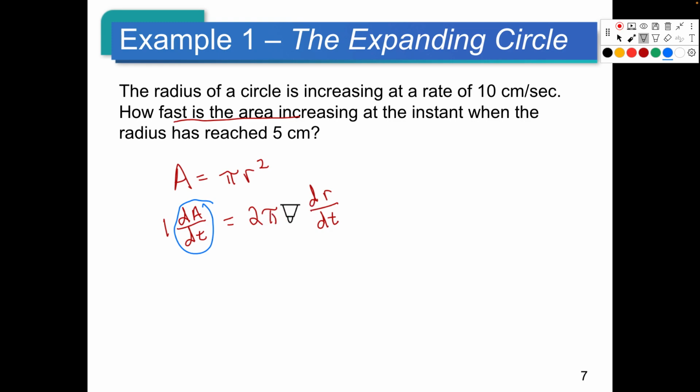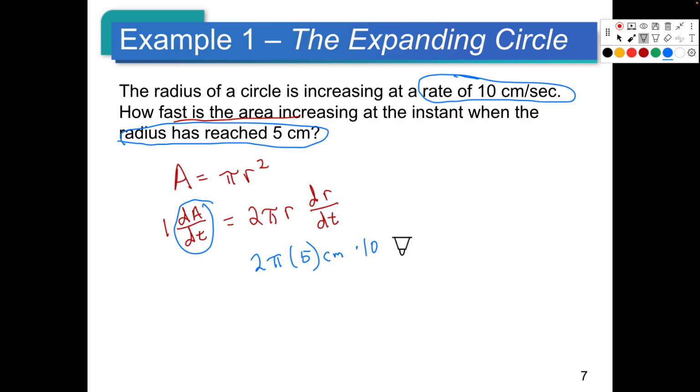We have over here 2 pi r. What time do we want the area changing? When the radius equals 5 centimeters. So we can plug in 5 for r, because that's the time we're interested in. What's the rate of change of the radius? That's what they gave us up here, a constant rate of change, 10 centimeters per second. You could put units in here and they'll cancel out or do whatever. Let me go ahead and do that: 2 pi times 5 centimeters, multiplied by 10 centimeters per second. What you can see is that we're going to get centimeters times centimeters.